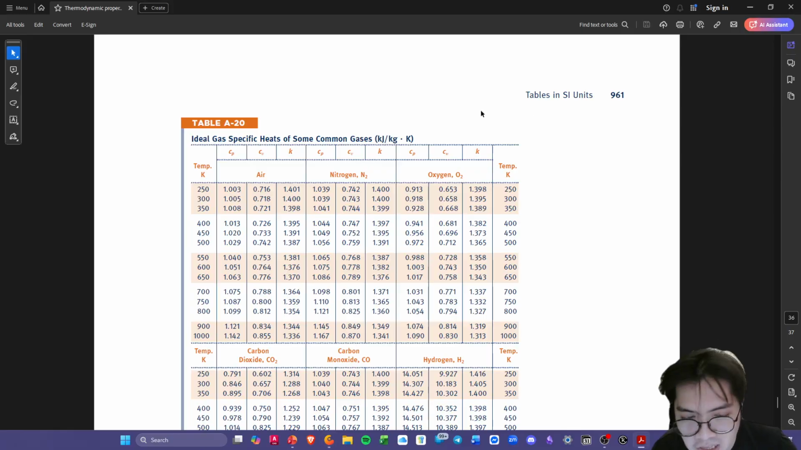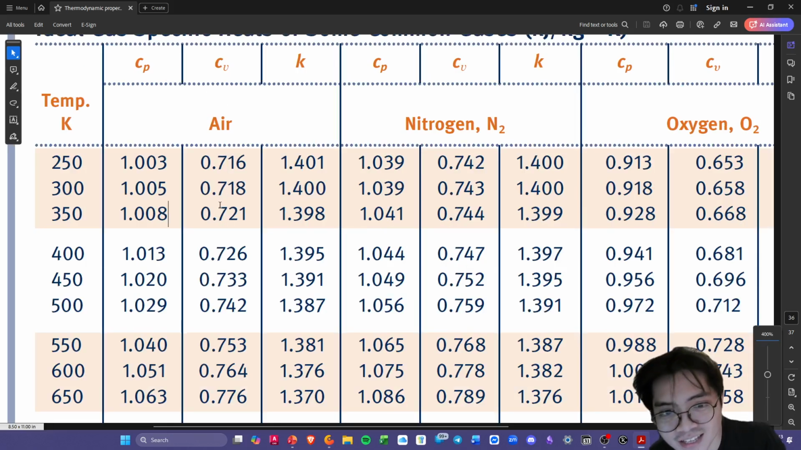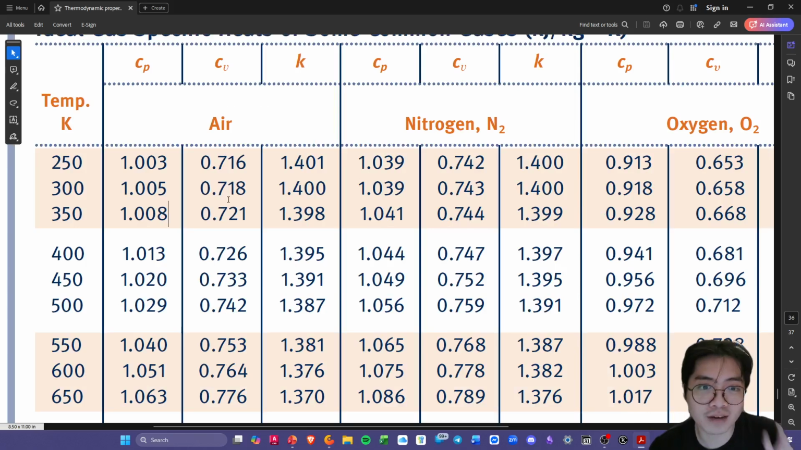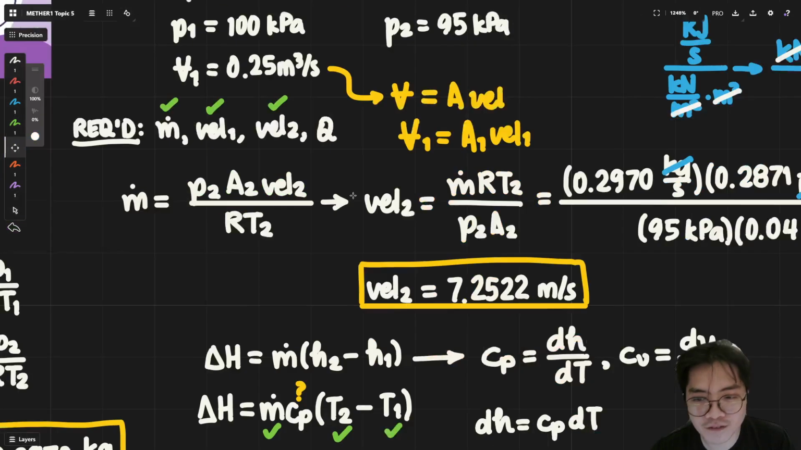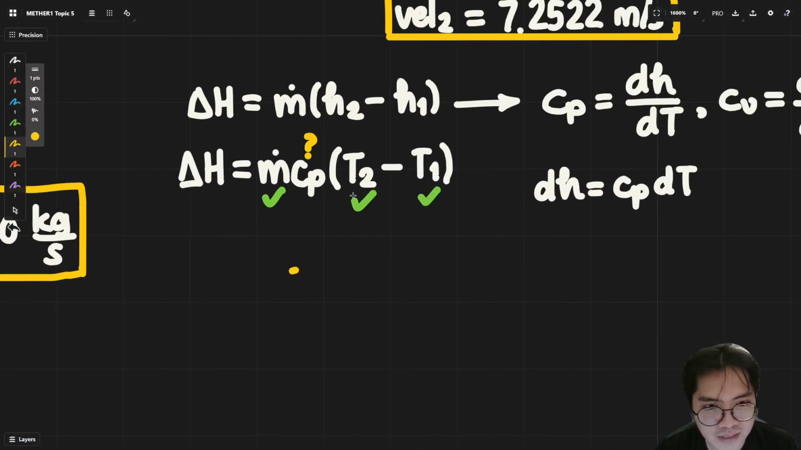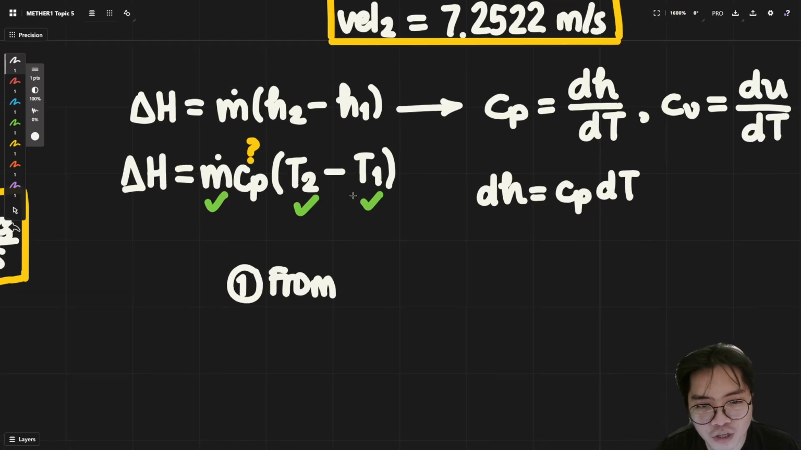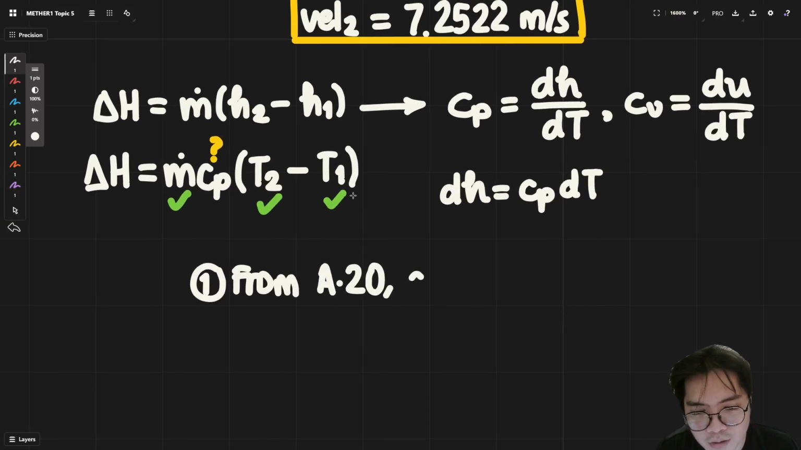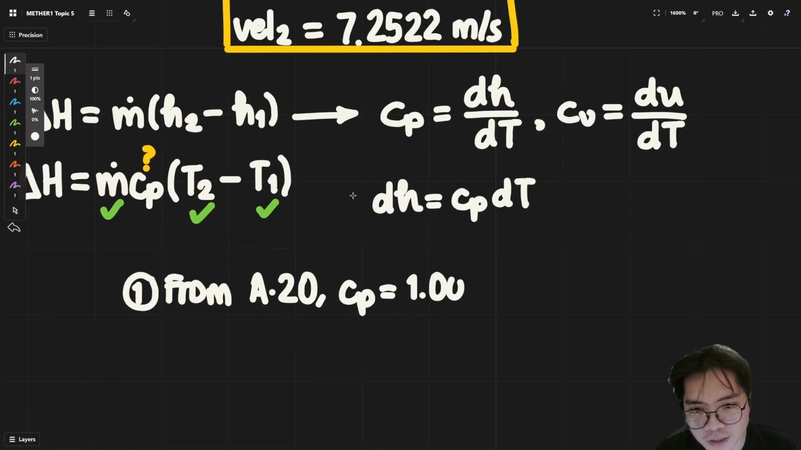308.15, I'll pull out an engineering move, is close enough to 300. So just use Cp is 1.005. Technically, if you want to interpolate this, go ahead, but that will waste your time. You have to pick your own battles. So in this case, from table A20, you might get an answer, which is your Cp of air is 1.005 kilojoule per kilogram Kelvin.